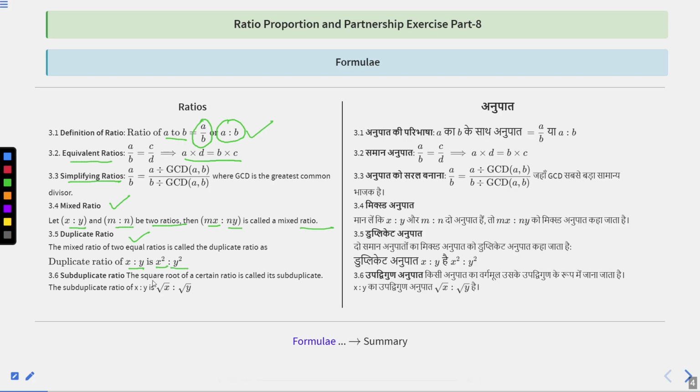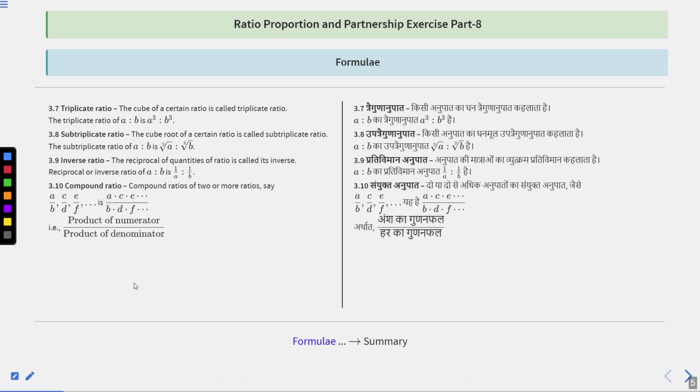What is a subduplicate ratio? The square root of a certain ratio is called its subduplicate ratio. If you have a ratio X:Y, then under root X : under root Y is called the subduplicate ratio. In the same way, the triplicate ratio: the cube of a ratio. If A:B is given, then A cube : B cube is called the triplicate ratio. What is a subtriplicate ratio? The cube root of a certain ratio. So if A:B is given, then cube root of A : cube root of B is called the subtriplicate ratio.